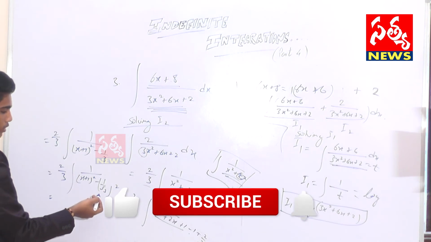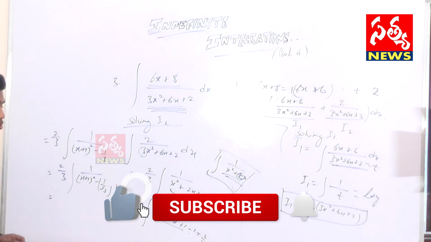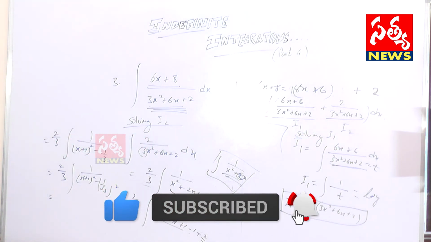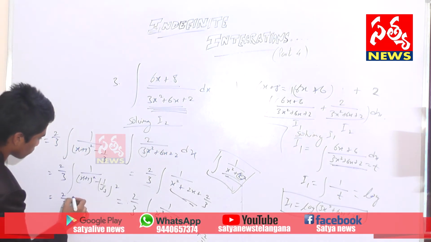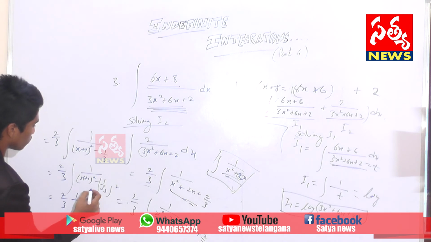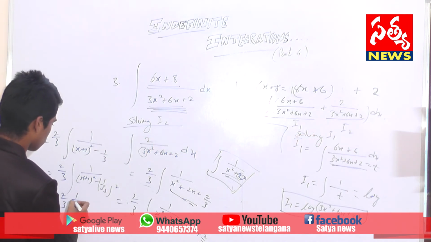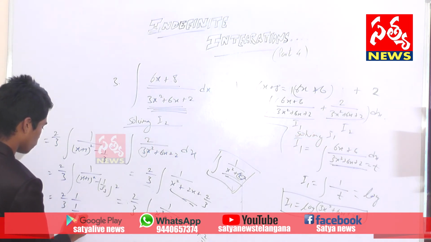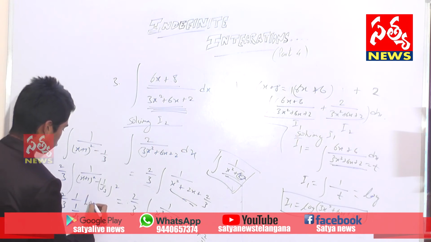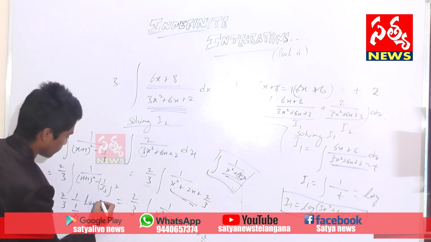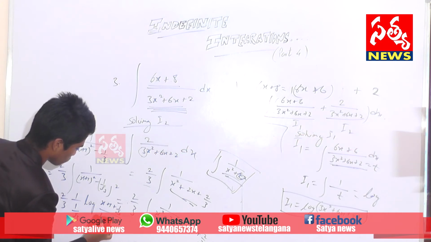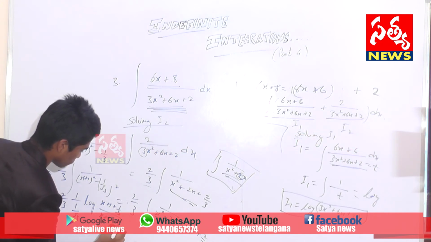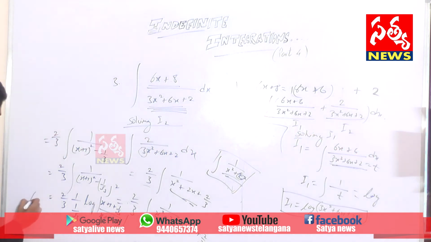1 by a square minus x square. What is the integration of 1 by a square minus x square? It is 1 by a, which means 1 by root 3, log of a plus x by a minus x. This is I2.